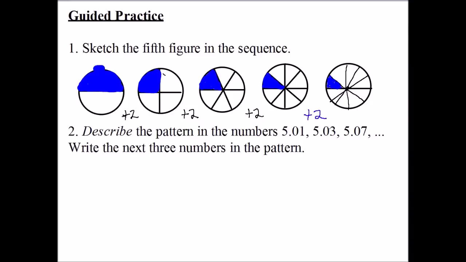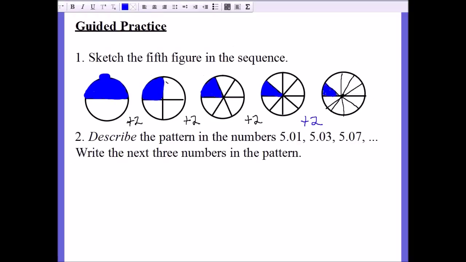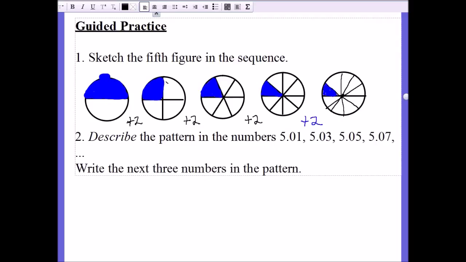Questions? Number 2, describe the pattern in the numbers 5.01, 5.03, 5.05. Should be a 5 right here. Let's go ahead and change that up. Oops. Let's see, eraser, and change this up. This should be a 5. You guys should have stopped me. 5.07. Okay.